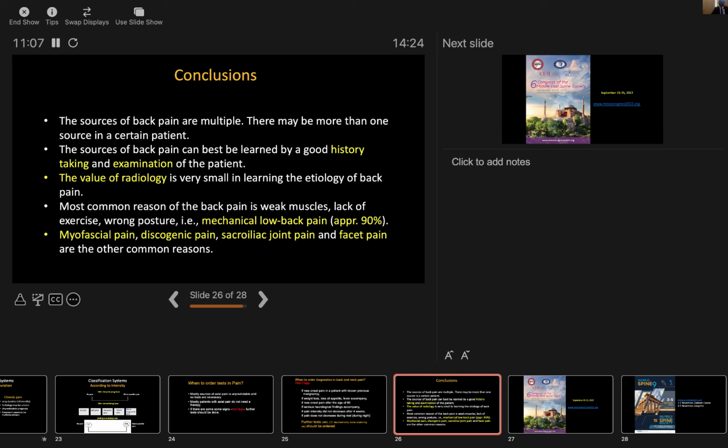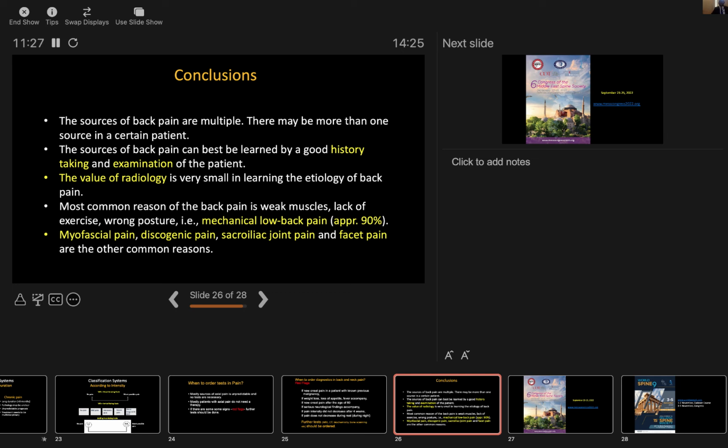In conclusion, the sources of back pain are multiple. There may be more than one source in certain patients. The source of back pain can best be identified by a good history taking and examination of the patient rather than radiology. The value of radiology is very small in identifying the etiology of back pain.